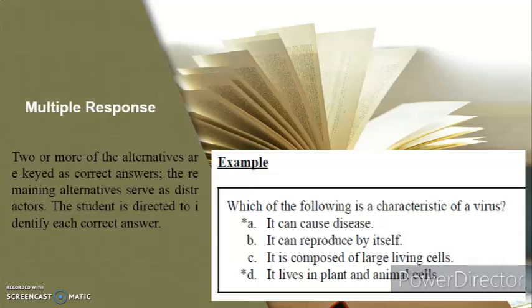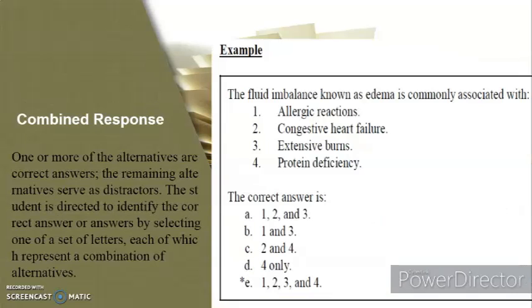As in the example here, which of the following is a characteristic of a virus? Points A, B, and D are correct, because a virus can cause disease, and also a virus lives in plant and animal cells.